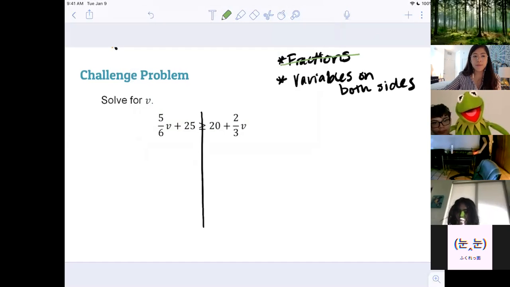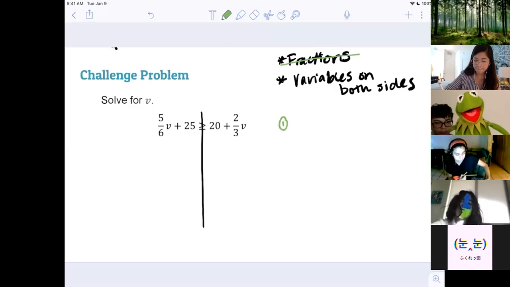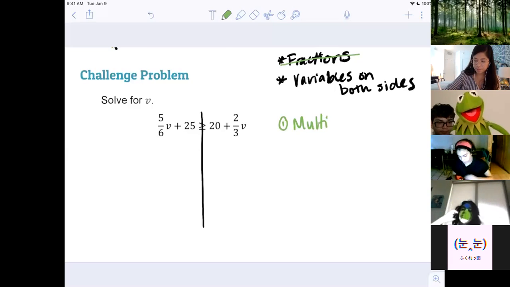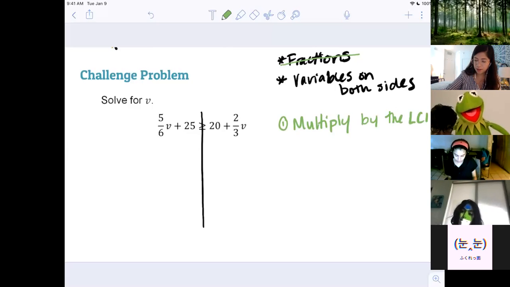And here I have a 6 in my denominator and a 3 in my denominator. So what do I multiply by? 6. Good. We're going to multiply by the LCM, which in this case happens to be 6. So we multiply by 6 on both sides.